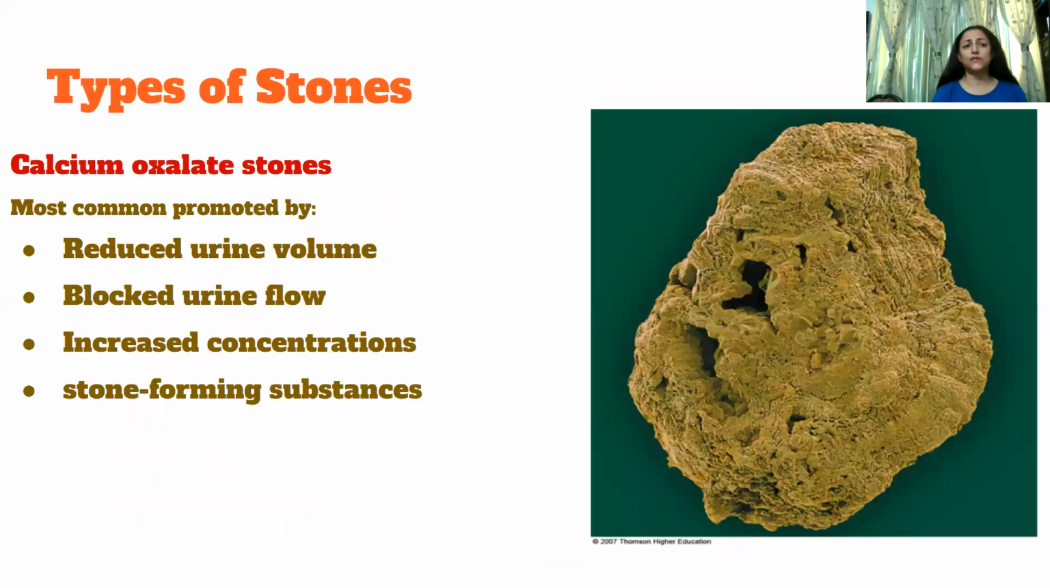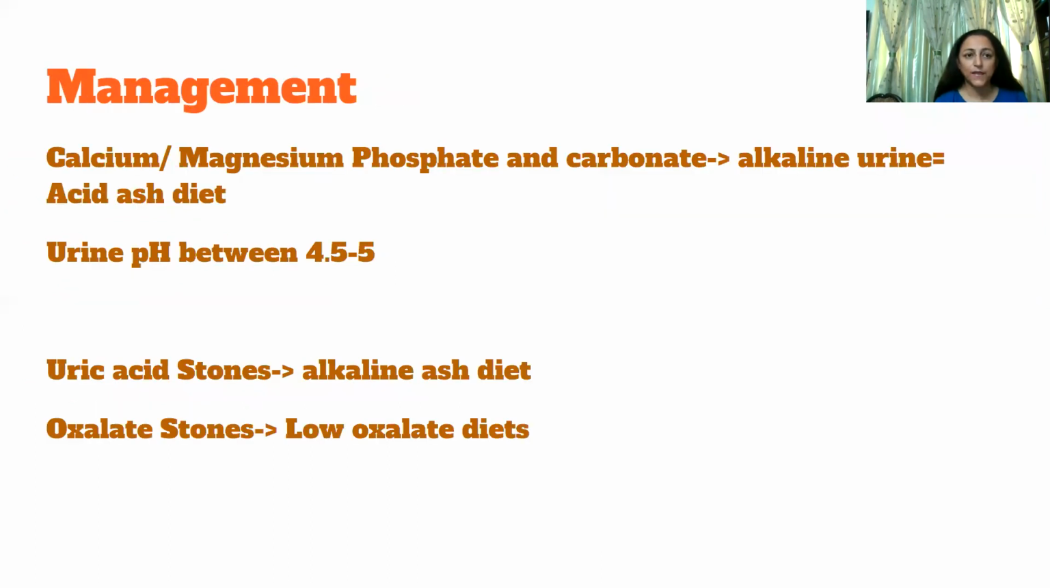Now, let us see what the different types of stones are. We have been introduced to these. The first one is the calcium oxalate stones. They are the most common type of stones, which are promoted by reduced urine volume, blocked urine flow, increased concentration of the urine, and stone forming substances when they are more. When there is more calcium oxalate in the blood, this will cause this type of stone. So how do we manage?